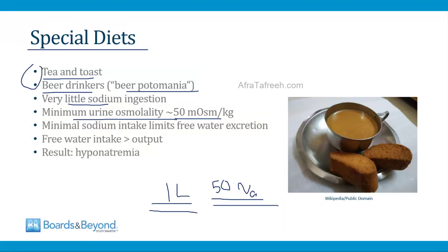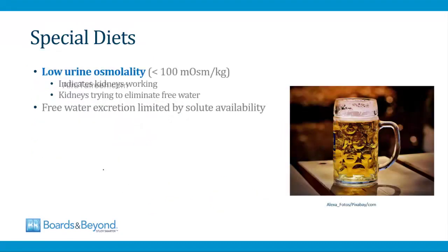So in patients who consume very, very little sodium intake, they become limited in the amount of free water that they can excrete. This sets them up for a situation where they can easily consume more free water than they are putting out each day, and as a result they develop hyponatremia. Just like patients with psychogenic polydipsia, patients on one of these special diets that consume very little sodium will have a low urine osmolality. And remember, whenever the urine osmolality is low in the setting of hyponatremia, that means the kidneys are working. They are trying to eliminate free water, but something is keeping them from eliminating the amount of free water that is necessary to avoid hyponatremia.